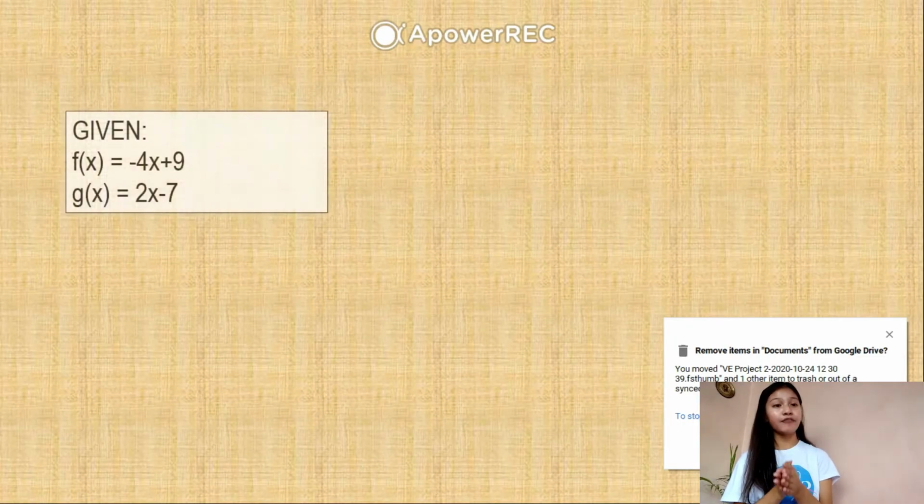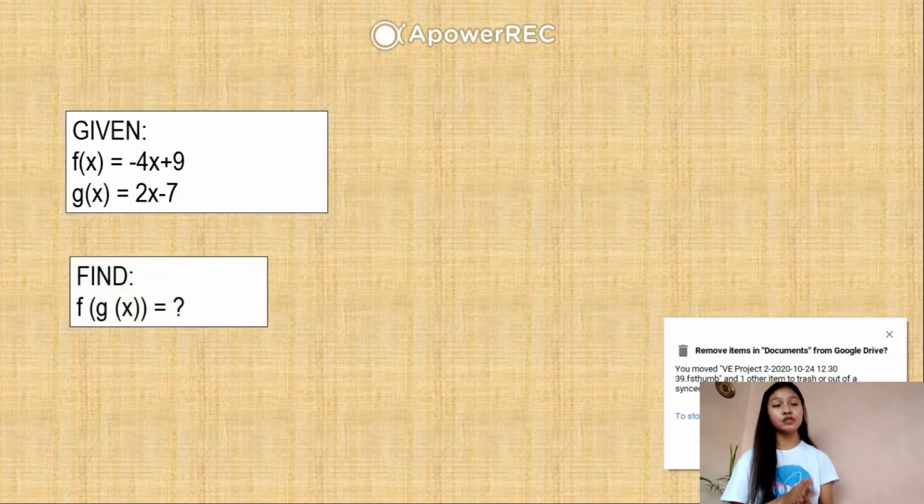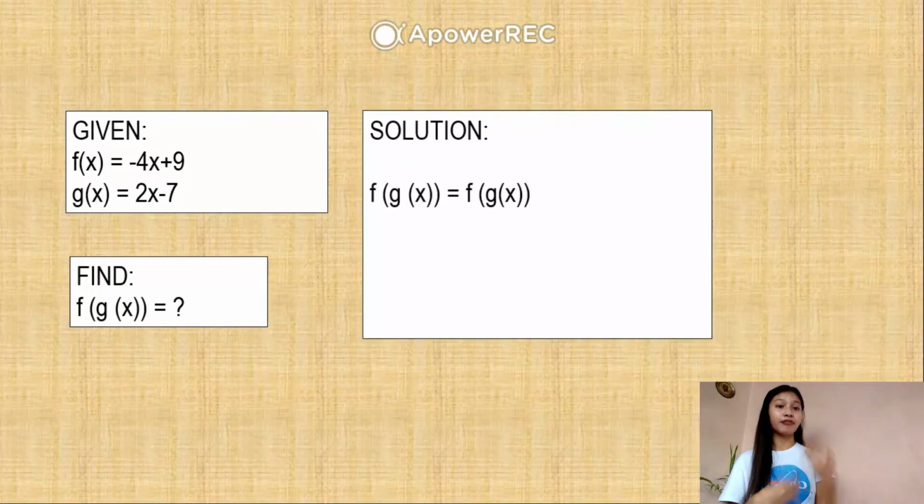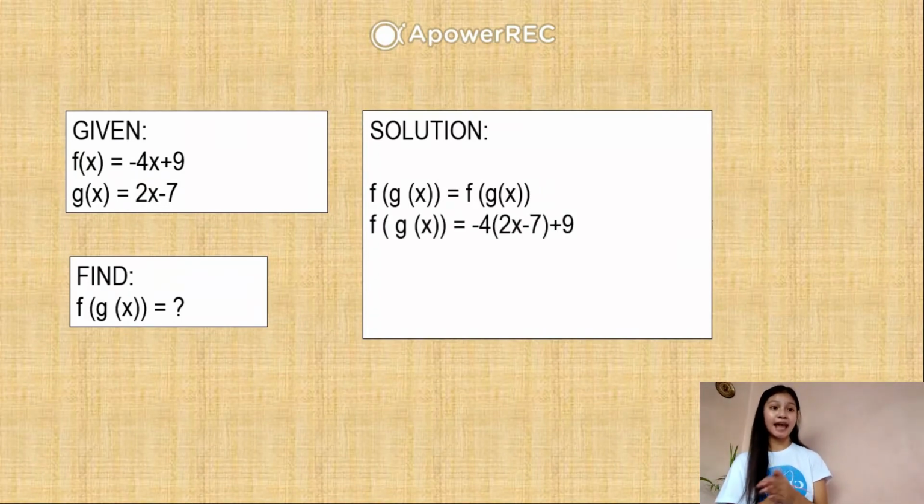Given is, for the f of x, we have negative 4x plus 9, and for the g of x we have 2x minus 7. So our formula for the f of g is f of g of x equals f of g of x. So we will find the value of g of x, which is 2x minus 7. Then substitute into the f of x, which is negative 4x plus 9. So we will write negative 4 quantity 2x minus 7 then plus 9.